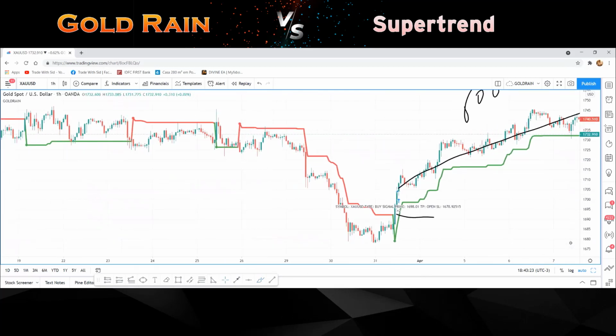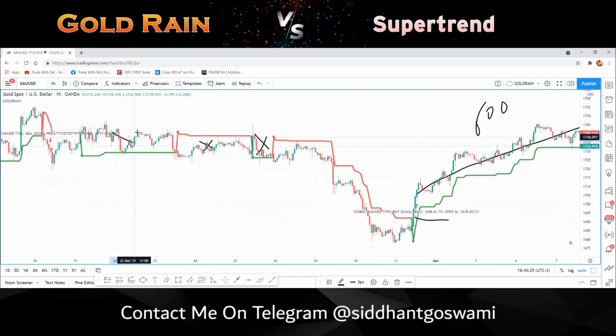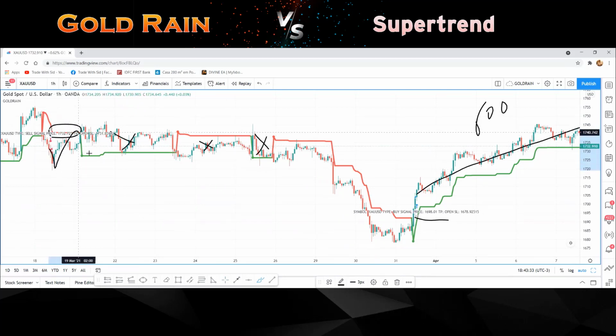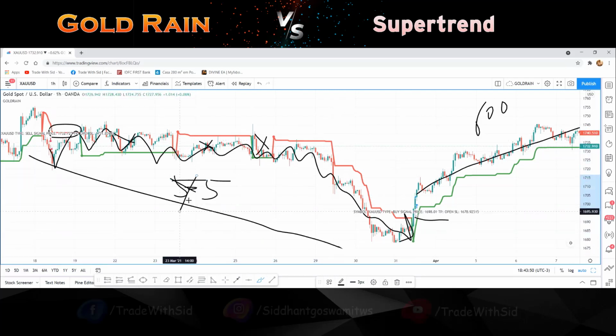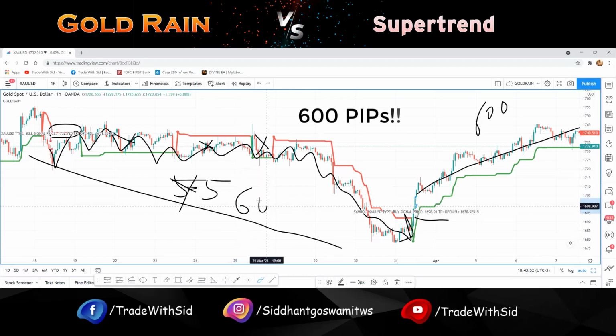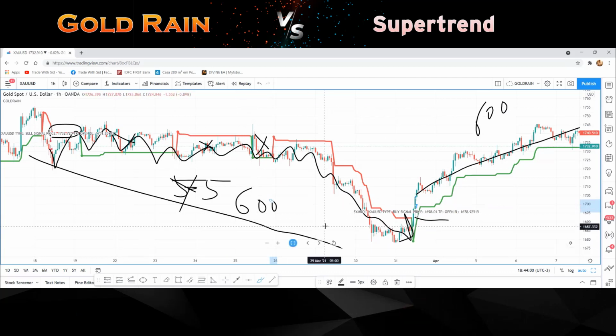Okay, now let's see the previous signal. You can see, guys, no fake signal generated, no fake sell, no fake buy. Sell signal generated at 1732, you can see, okay? No SL, and deep profit. So 1732 to, you can see, 1678. That's like 600 pips, actually. So another $6,000 on one lot, $600 on 0.10 lot, and $60 on 0.01 lot. Guys, so this is the power of my indicator.